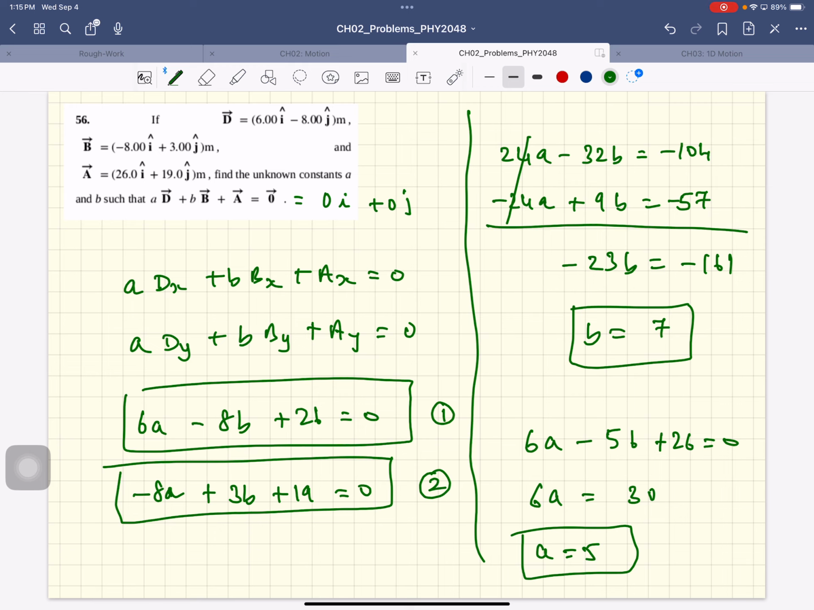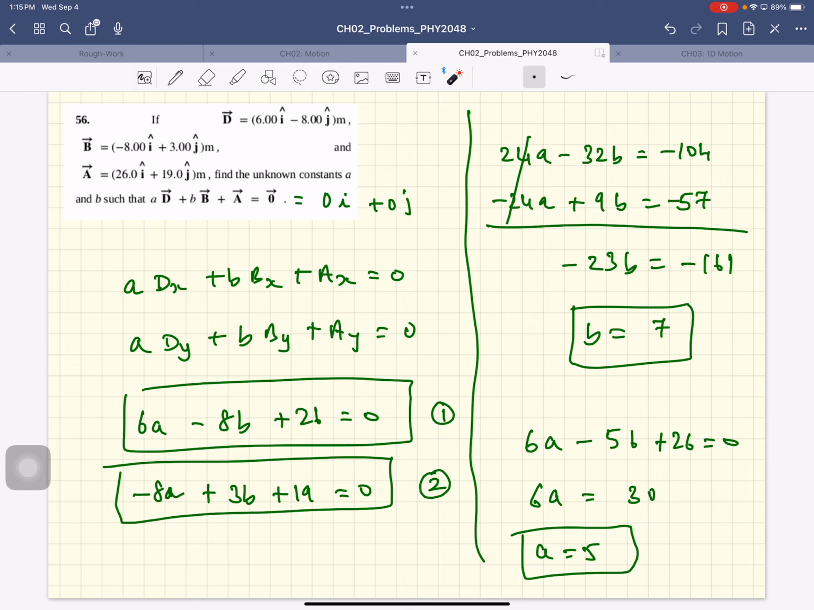All right, so the crucial thing to note was, so this is a vector. When a vector is equal to another vector, two vectors are equal to each other when their corresponding components are equal.